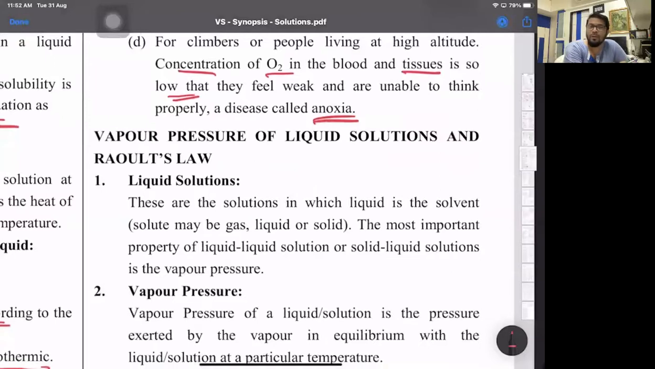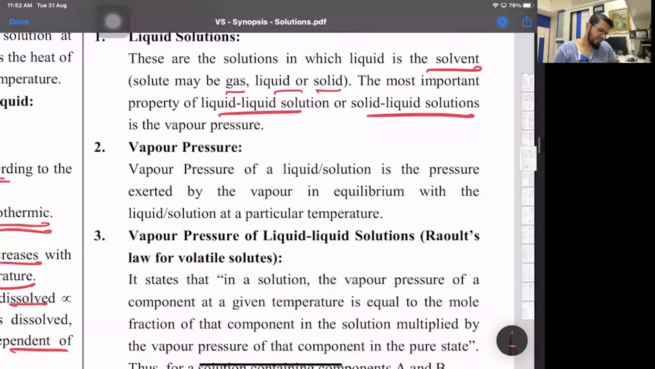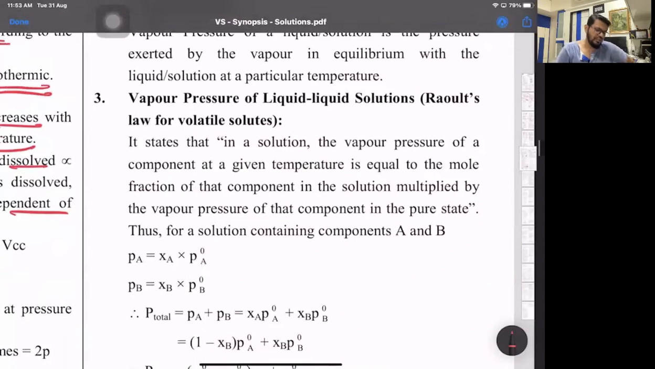Now talking about vapor pressure of liquids and Raoult's law. What exactly is vapor pressure? The pressure exerted by the vapors of the liquid on its own surface at a given temperature is what we call vapor pressure. Raoult's law with respect to solutions: the liquid is the solvent, and the solute may be solid, liquid or gas. Okay, now vapor pressure definitions are fine. Now Raoult's law, what does it say?